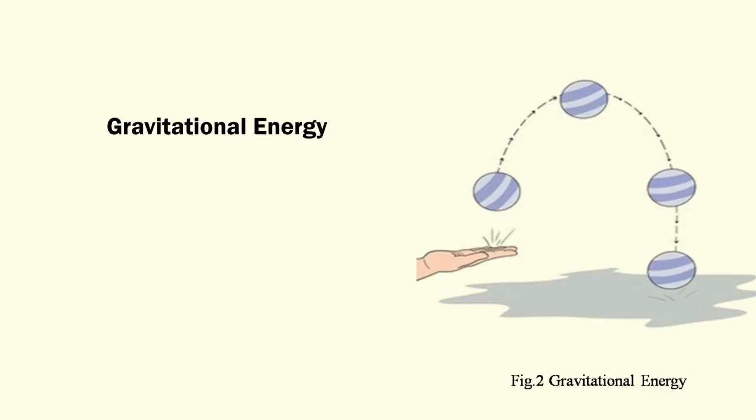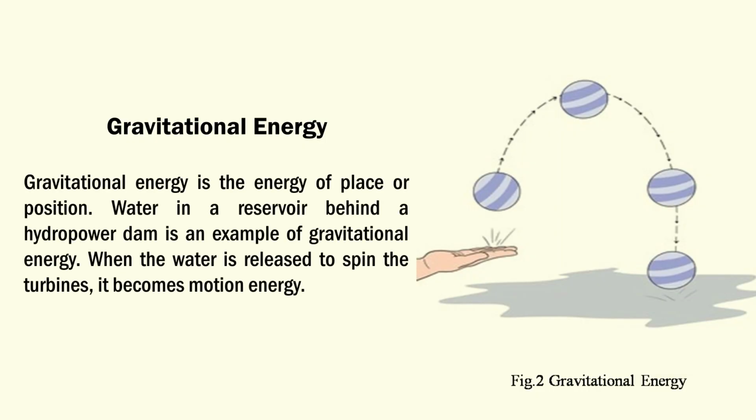Gravitational energy, or gravitational potential energy, is the potential energy a massive object has in relation to another massive object due to gravity. It is the potential energy associated with the gravitational field, which is released when the objects fall towards each other. Gravitational energy is the energy of a place or position. Water in a reservoir behind a hydropower dam is an example of gravitational energy. When the water is released to spin the turbines, it becomes motion energy.